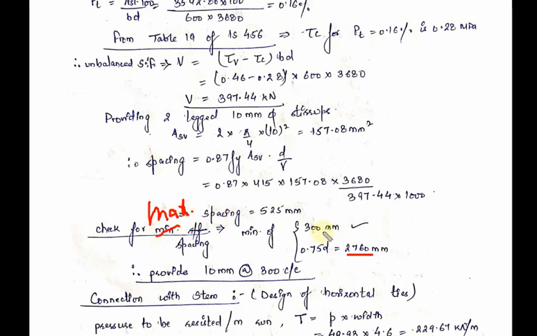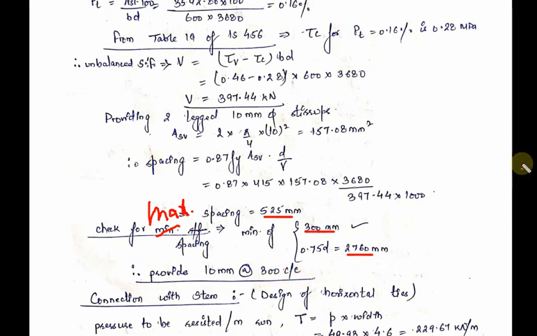Therefore, the maximum spacing is 300 mm, but the spacing is coming out to be 525 mm. And therefore, we cannot give a spacing greater than the maximum spacing. Therefore, we will provide two-legged 10-dia stirrups at the rate of 300 center to center.